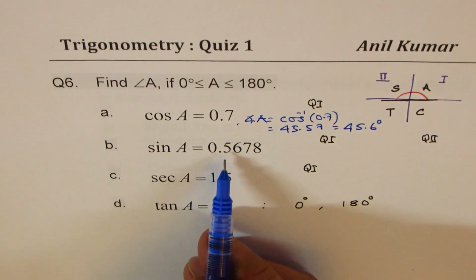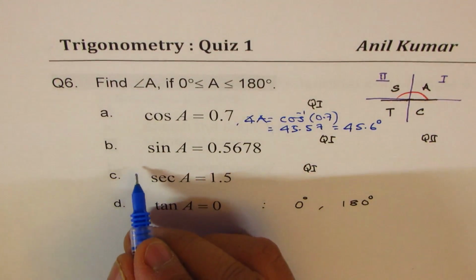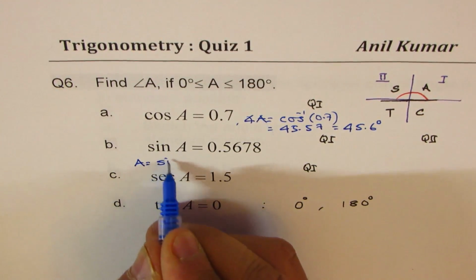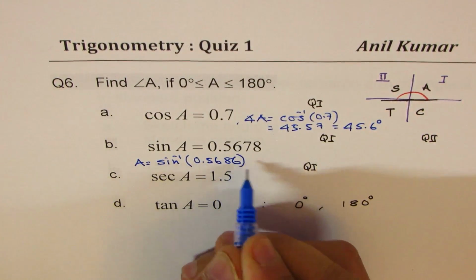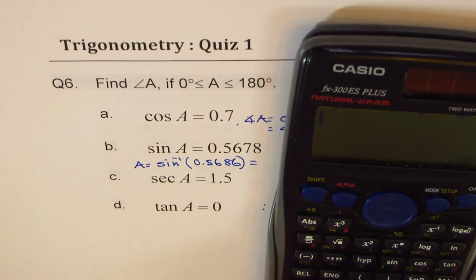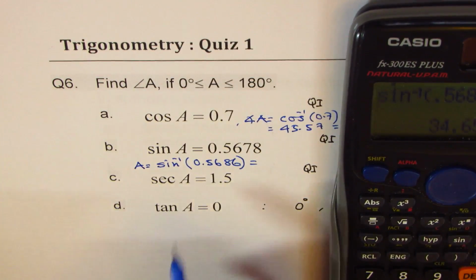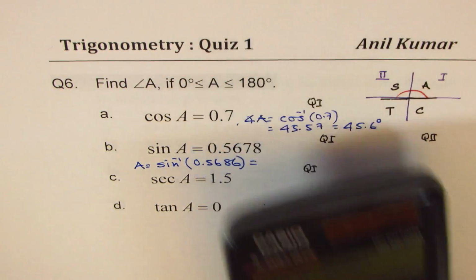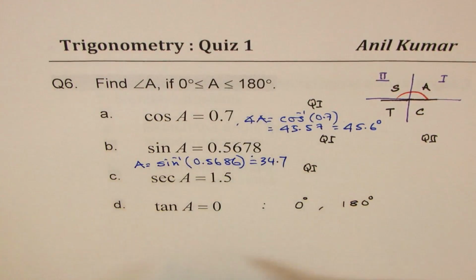Now sine A. Now remember, sine A could be in both the quadrants. So let's find first angle A as sine inverse of 0.5686 equals. So it gives you one of the angles. This angle is 34.652. So I'm writing this as 34.7 approximately.